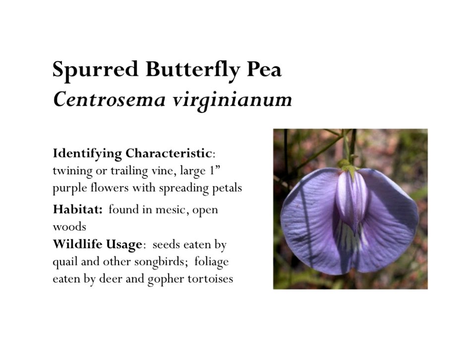Spurred butterfly pea, this is one that is being sold by Roundstone Native Seed, and Lolly Creek is growing it as well. It's called Centrosema virginianum. It's a vining plant, and it has these large, up to 1 inch, purple flowers with spreading petals. You'll see it growing throughout. It's found in more mesic open woods, and it produces a lot of seed that are used by many of our wildlife species.